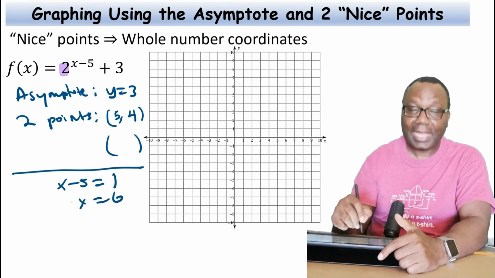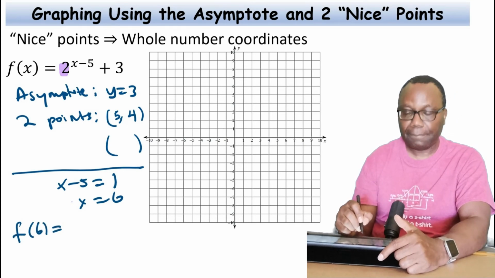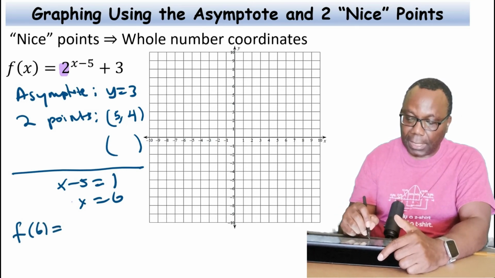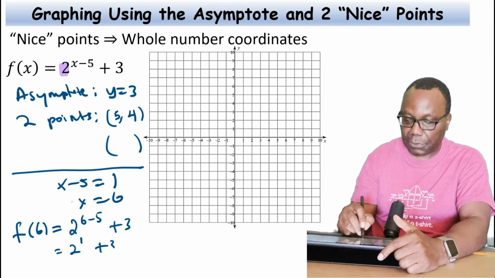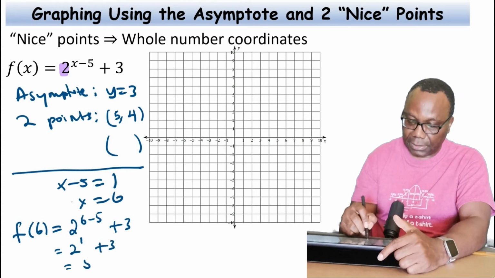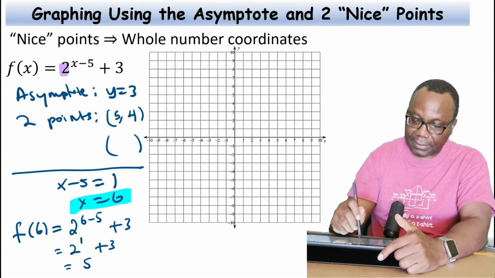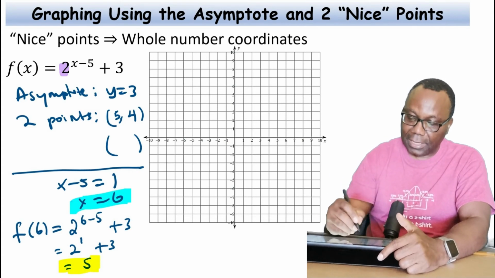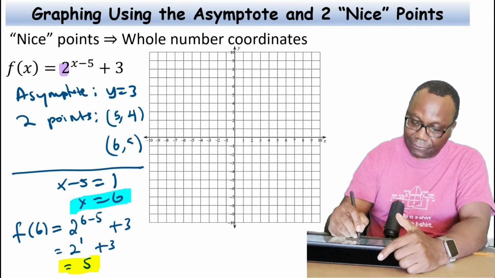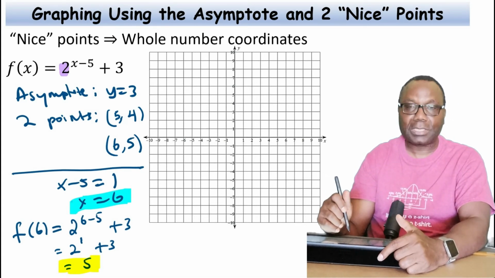Here you go. That's my input. Now let's find f of 6. f of 6 will be 2 to the power of 6 minus 5, plus 3, which is 2 to the power of 1 plus 3, which is 2 plus 3, which is 5. So if I plug in 6, I'm going to get 5 as the output. So I got my coordinate. Now I have the 3 things I need in order to sketch this graph.